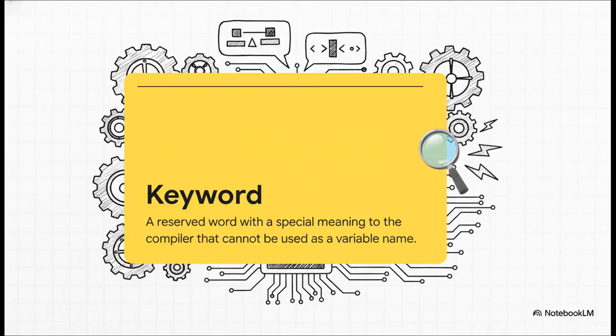First things first, we've got what are called keywords. Think of these as the fundamental, built-in commands of the language. They're like the verbs of C. They tell the computer exactly what to do, and they're reserved, which just means you can't go using them as names for your own stuff.